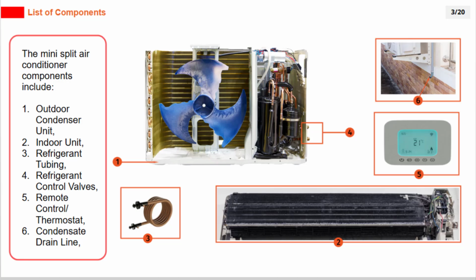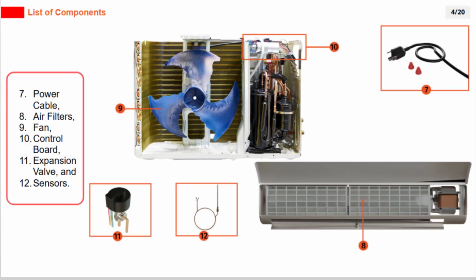The mini-split air conditioner components include outdoor condenser unit, indoor unit, refrigerant tubing, refrigerant control valves, remote control or thermostat, condensate drain line, power cable, air filters, fan, control board, expansion valve, and sensors.